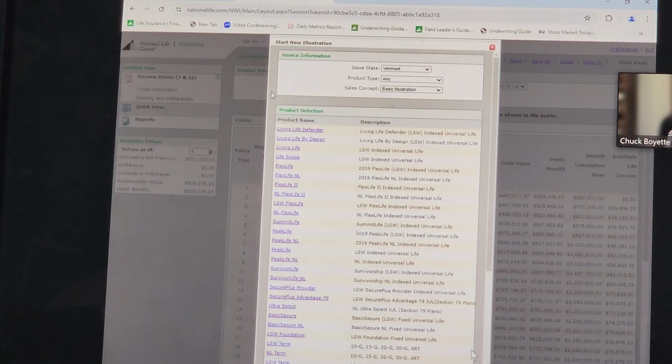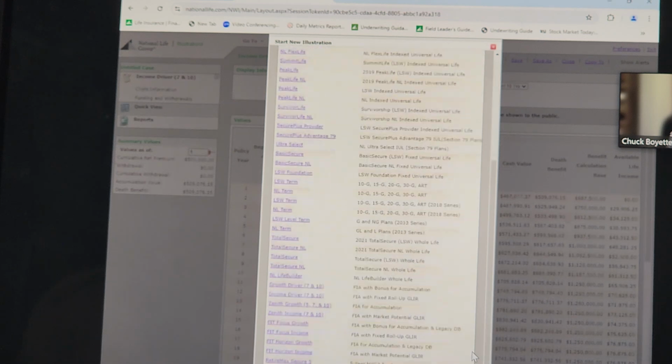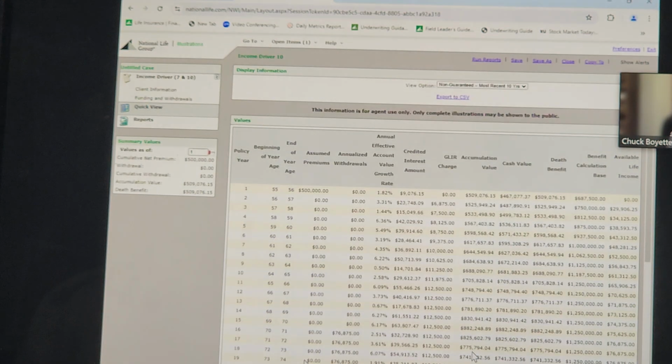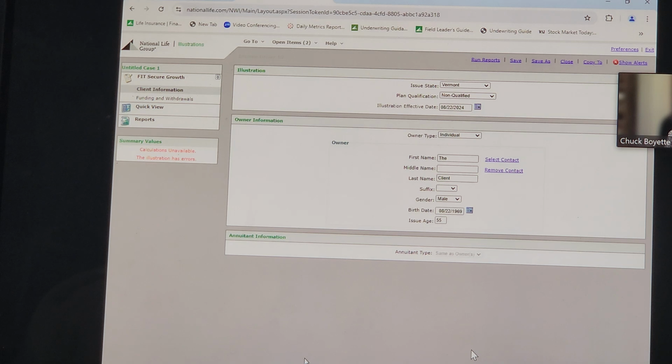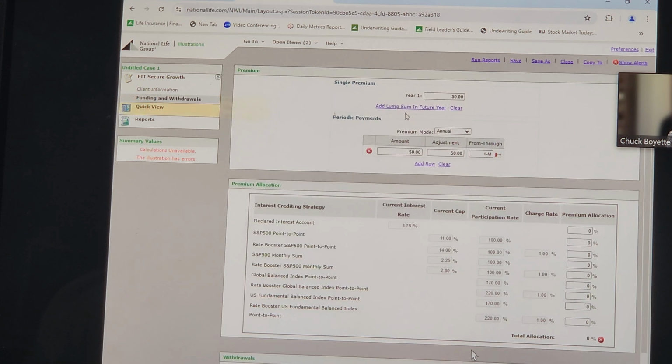Let's run one more, and let's do fit secure growth, right? Because it's a growth annuity, and say we have a younger client that's a female here. She has a 403B. She's a school teacher, okay? And say she's 25.